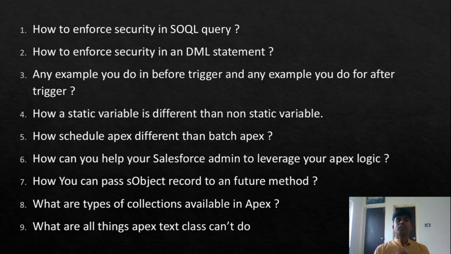Another thing is the combination of set and list, which is called a map. That means in a map, your key is a set, whereas your value is a list. So we say a map is a collection of both set and list.